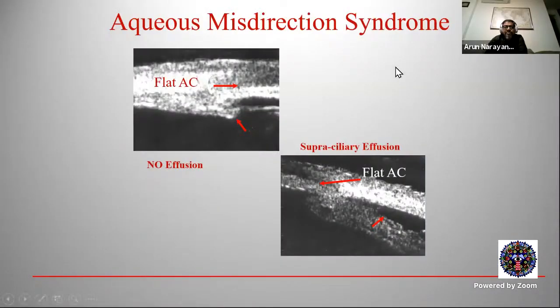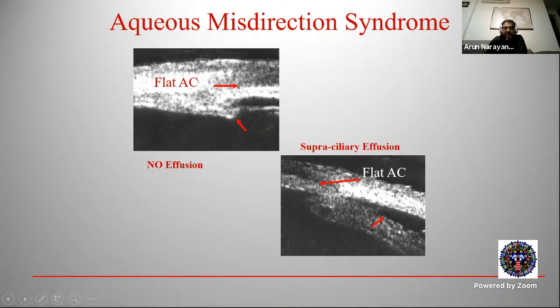Aqueous misdirection syndrome got redefined with the advent of UBM. Just to explain the structures that you see, this is the cornea, this is the iris, and the flat anterior chamber, and the anteriorly rotated ciliary process. These are the components that you typically see when there is aqueous misdirection, or what is commonly referred to as malignant glaucoma.